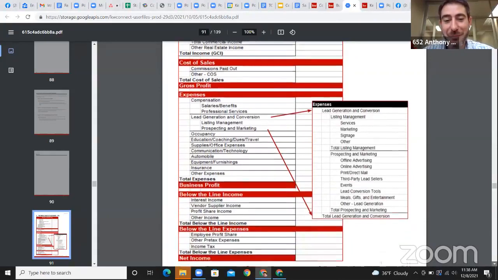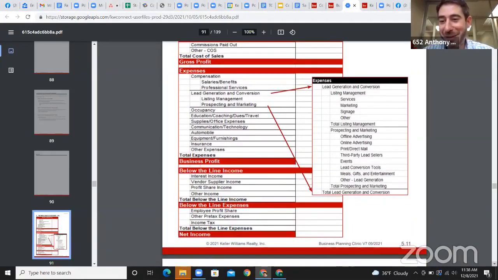I told you I would try not to dive into the weeds. Start talking about each line. But yeah, you see here, cost of lead generation. And a lot of times when it's prospecting, we have here in our business expenses.